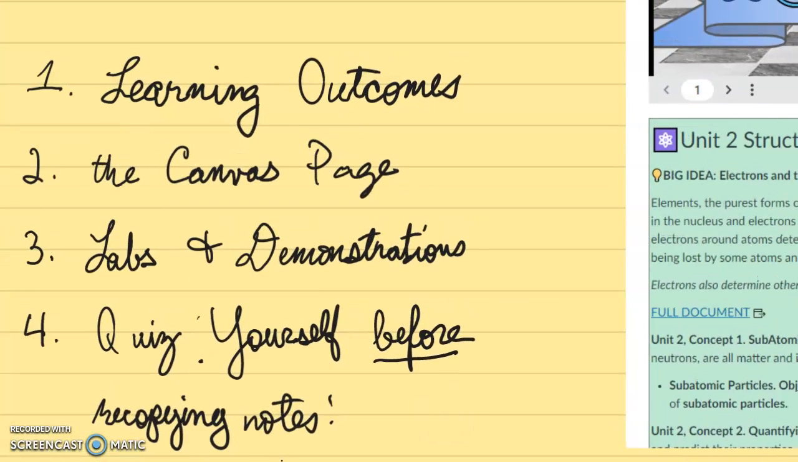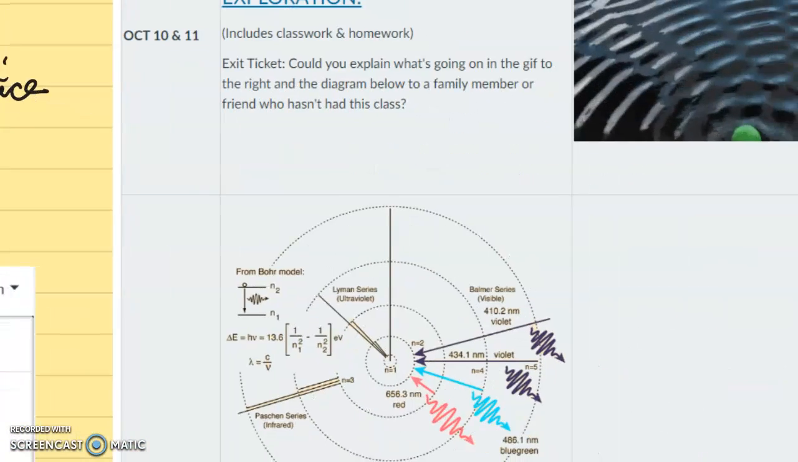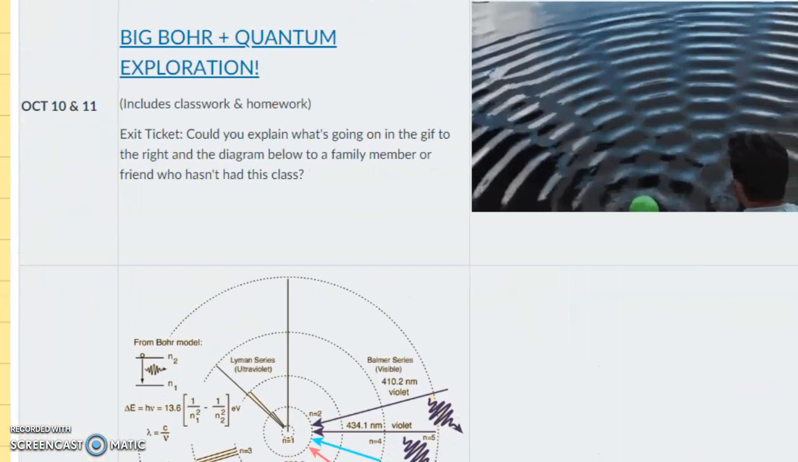Okay, you should always check the Canvas page. Don't just rely on the calendar for information. I don't put visuals and links on our Canvas page by mistake. It's always there to give you a hint about things that you should be looking at.